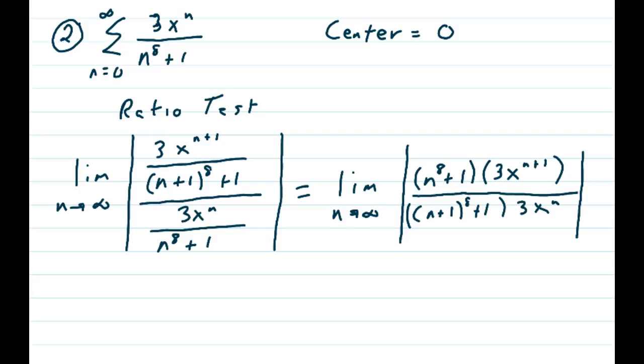Problem 2. The summation from n equals 0 to infinity of 3x to the nth over n to the 8th plus 1. The center is again found easily: x equals 0. It's not geometric, so we have to use the ratio test.